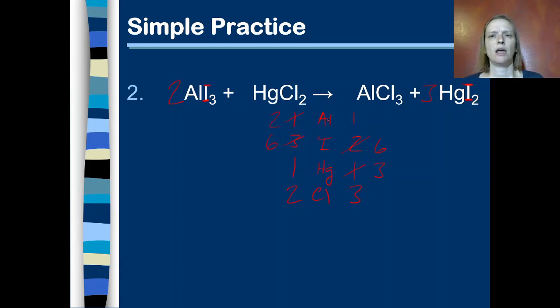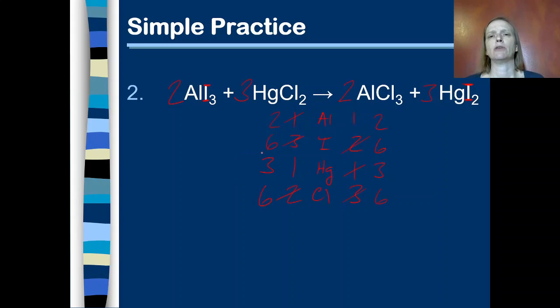Now, well, my chlorines need to be balanced as well. Again, the least common multiple is 6. So I'm going to write a 3 here. 3 times 2 is 6. But I need to update my mercuries as well. And I'm going to write a 2 in front of the aluminum chloride. 2 times 3 is 6. And now I have 2 aluminums. So this is now a correctly balanced equation.